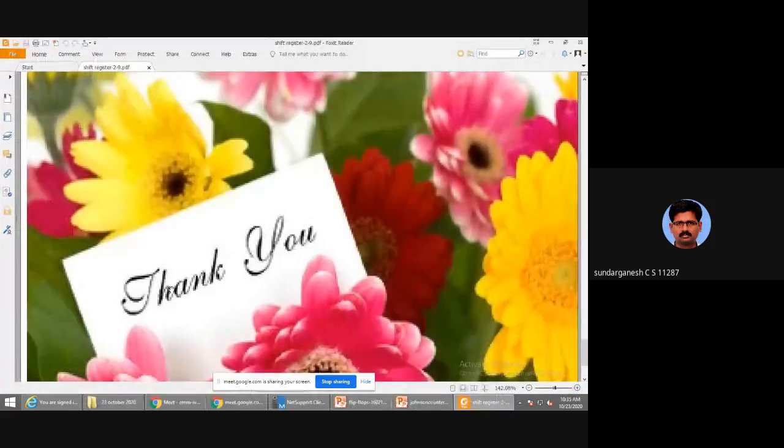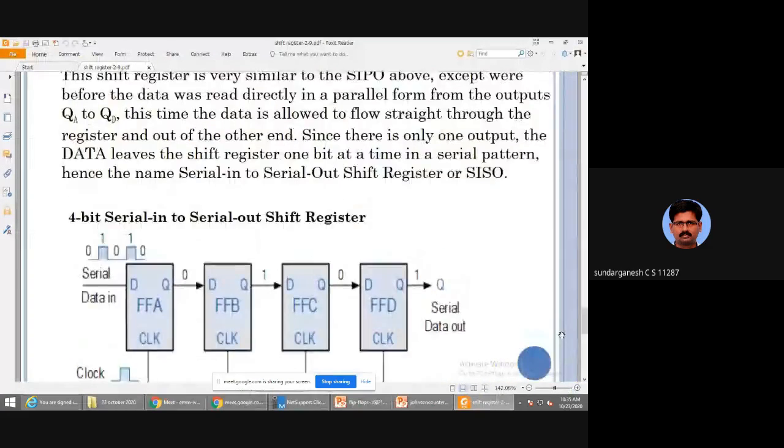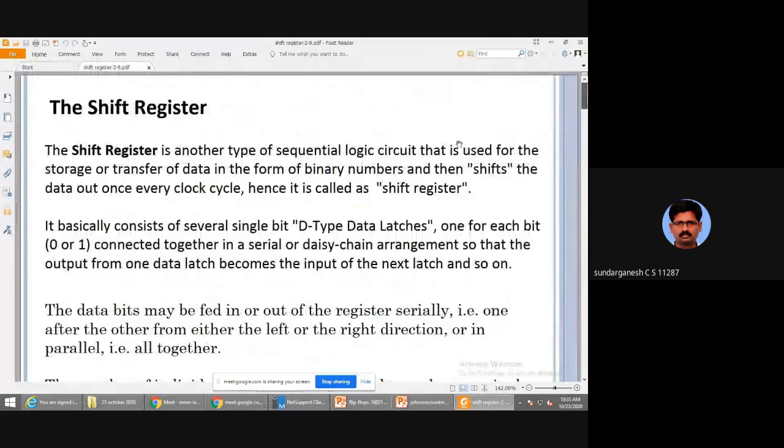Another topic is the shift register. This is also very important. A shift register is a memory element. It will store the data as well as move the data by one location. For example, a 4-bit shift register can store 4-bit data as well as move the data by 1 bit when you apply a clock pulse.